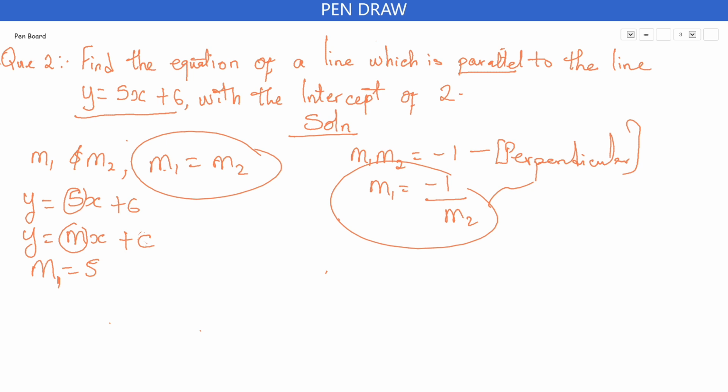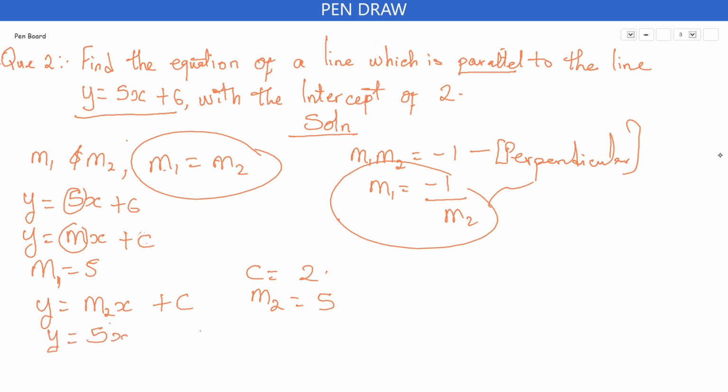Now we are looking for the equation of a line with the slope m2. Now our equation is m2x plus c. They gave us the intercept already. The intercept is equal to 2. Since our m1 is equal to 5, certainly our m2 will be equal to 5. Why will it be equal to 5? Because both of the lines are parallel.